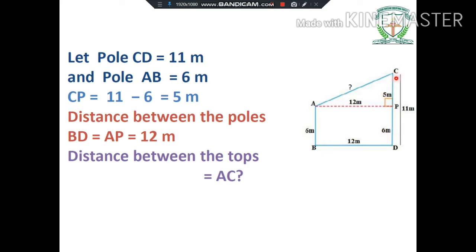So here is a triangle APC. In triangle APC, angle P is 90 degrees and PC is 5 meters. AP is 12 meters. So this becomes a right angle triangle. We know the two sides. The third side we need to find, A to C, that is the distance between the tops of the poles. Dear children, can we apply Pythagoras theorem here? Yes, we can apply Pythagoras theorem here. AC square is equal to AP square plus PC square.